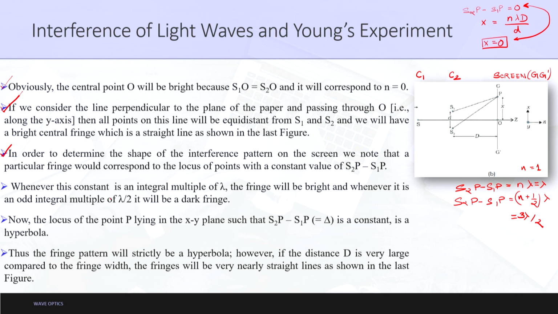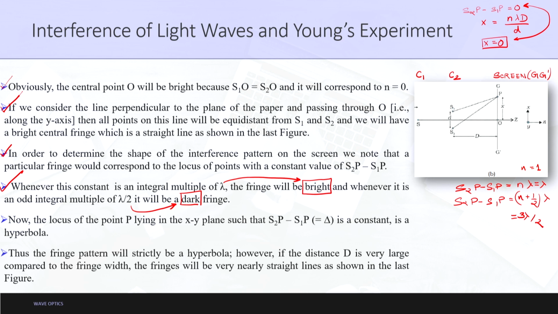Now, whenever this constant is an integral multiple of lambda, the fringe will be bright. Quite evident, I explained to you also. Please remember these concepts. And whenever it is an odd integral multiple of lambda by 2, it will be dark. So this is already explained to you.